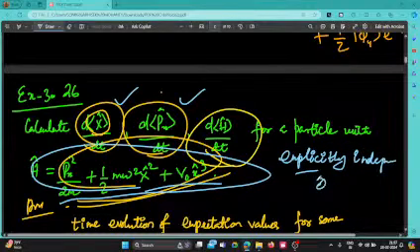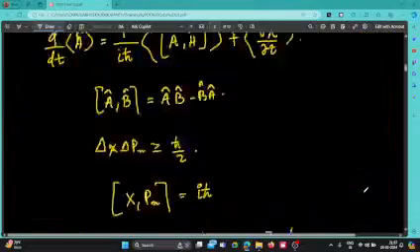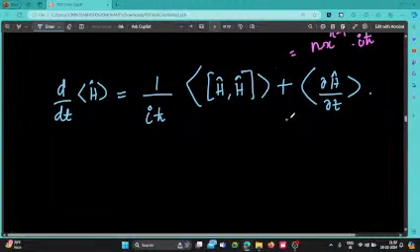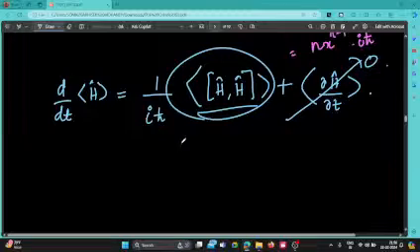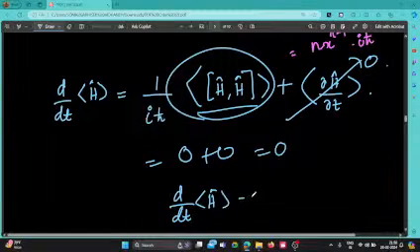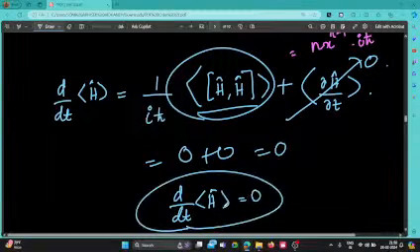That means del H by del t can be taken as 0. So just take it 0. So del H by del t is 0, and the commutation of anything with itself is 0. So this is 0 plus 0, that is 0. So d by dt of H is 0. Okay, is it clear? Is it clear?